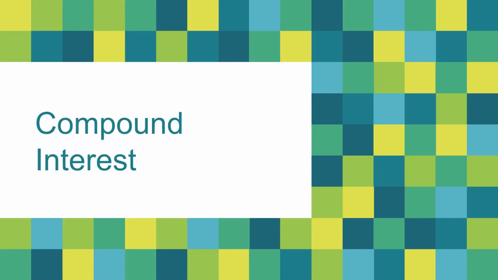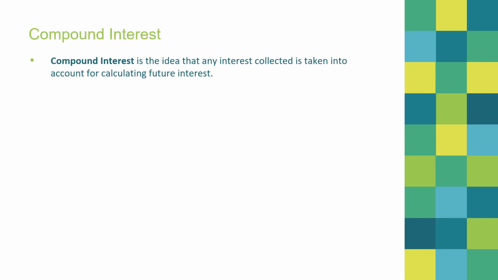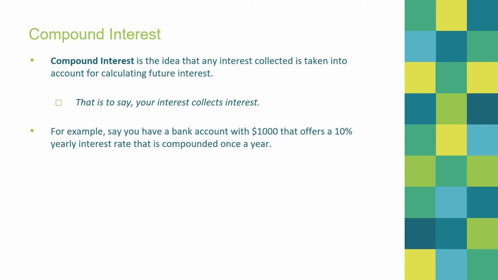So, we're going to be talking about compound interest. Compound interest is the idea that when you get interest, we keep that in mind for when we get more interest. So your interest collects interest, which is kind of nice. It's better than the simple interest case when you're the one getting the interest, and it's worse when you're the one paying it. So we'll give an example. Say you have a bank account, it's got $1,000 in it, has 10% yearly interest rate. That's really good. And that's compounded once every year.